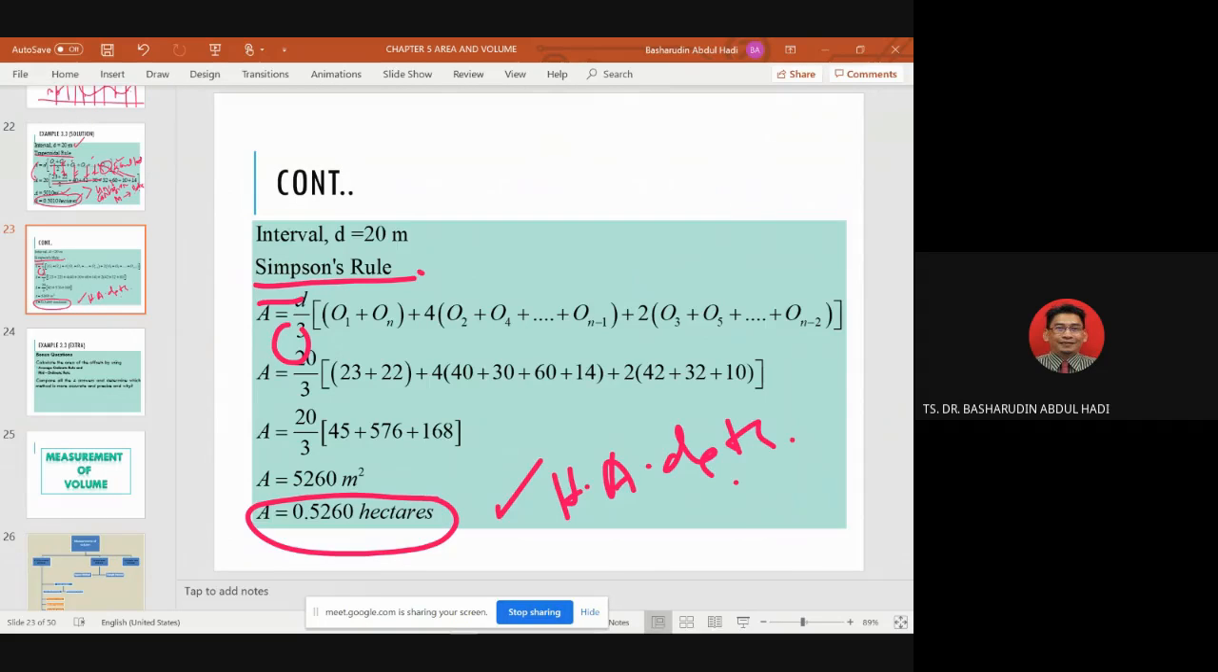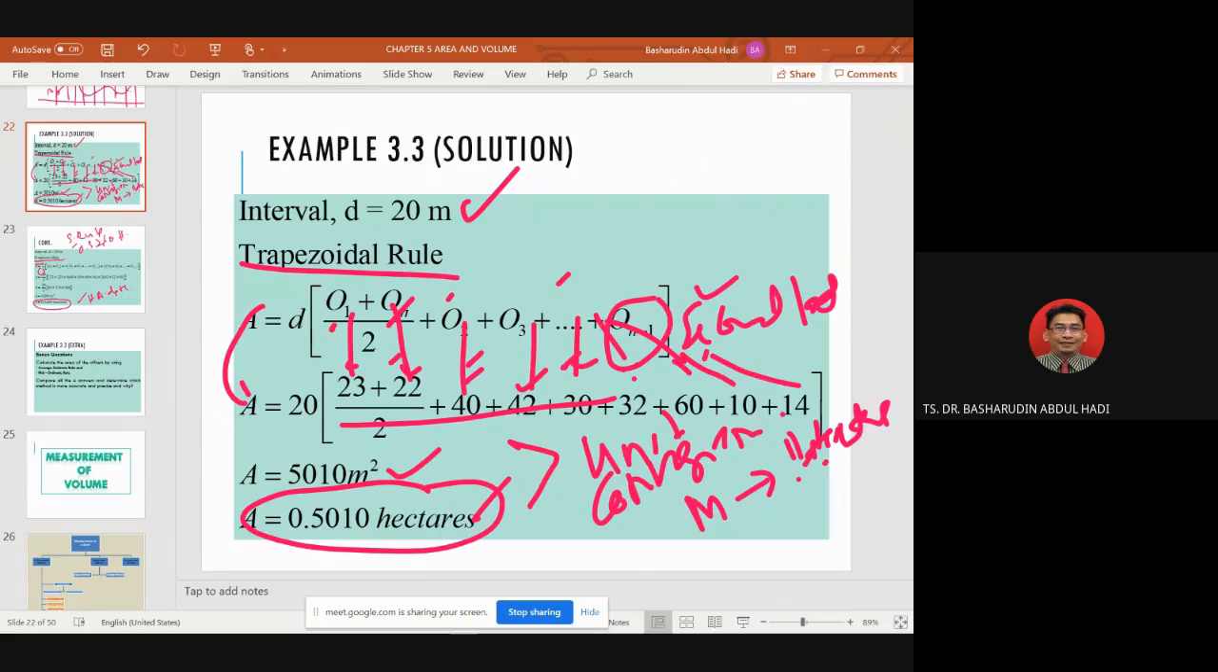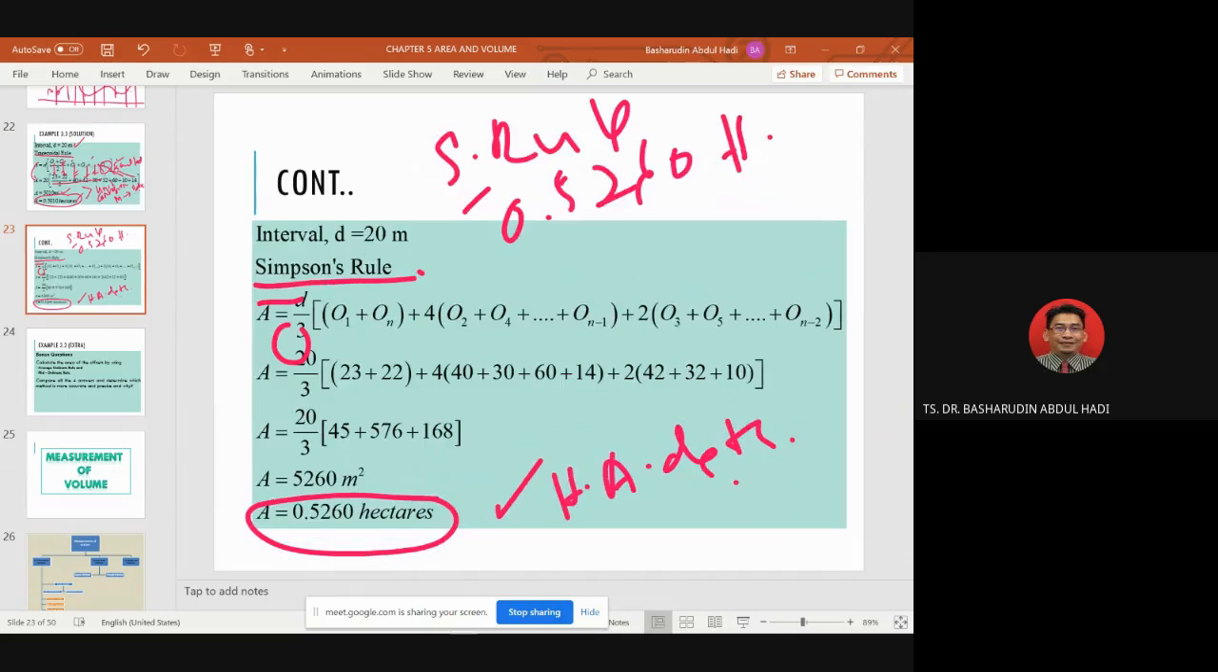So you can see that Simpson's rule gives a value of 0.5260. This is Simpson's rule. Another one is using the trapezoid rule. So you get an area of 0.5000, 0.50, so 0.5. This one is in hectares. So this one is the trapezoid rule.